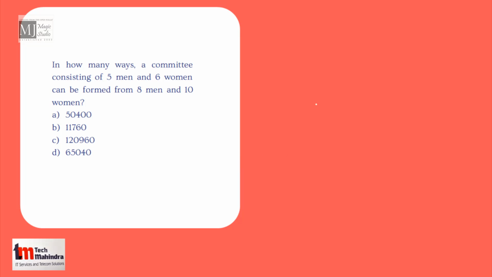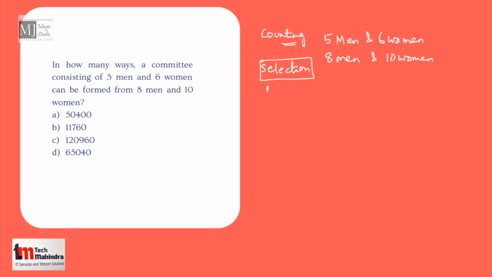Let's see what next. In how many ways? Okay, a counting problem. A question related to counting. A committee consisting of 5 men and 6 women can be formed out of 8 men and 10 women. So this is the problem of selection. We need to select people. What we know is that out of n distinct objects, the number of ways we can select r at a time is given by nCr, and nCr is factorial n upon factorial r factorial n minus r.